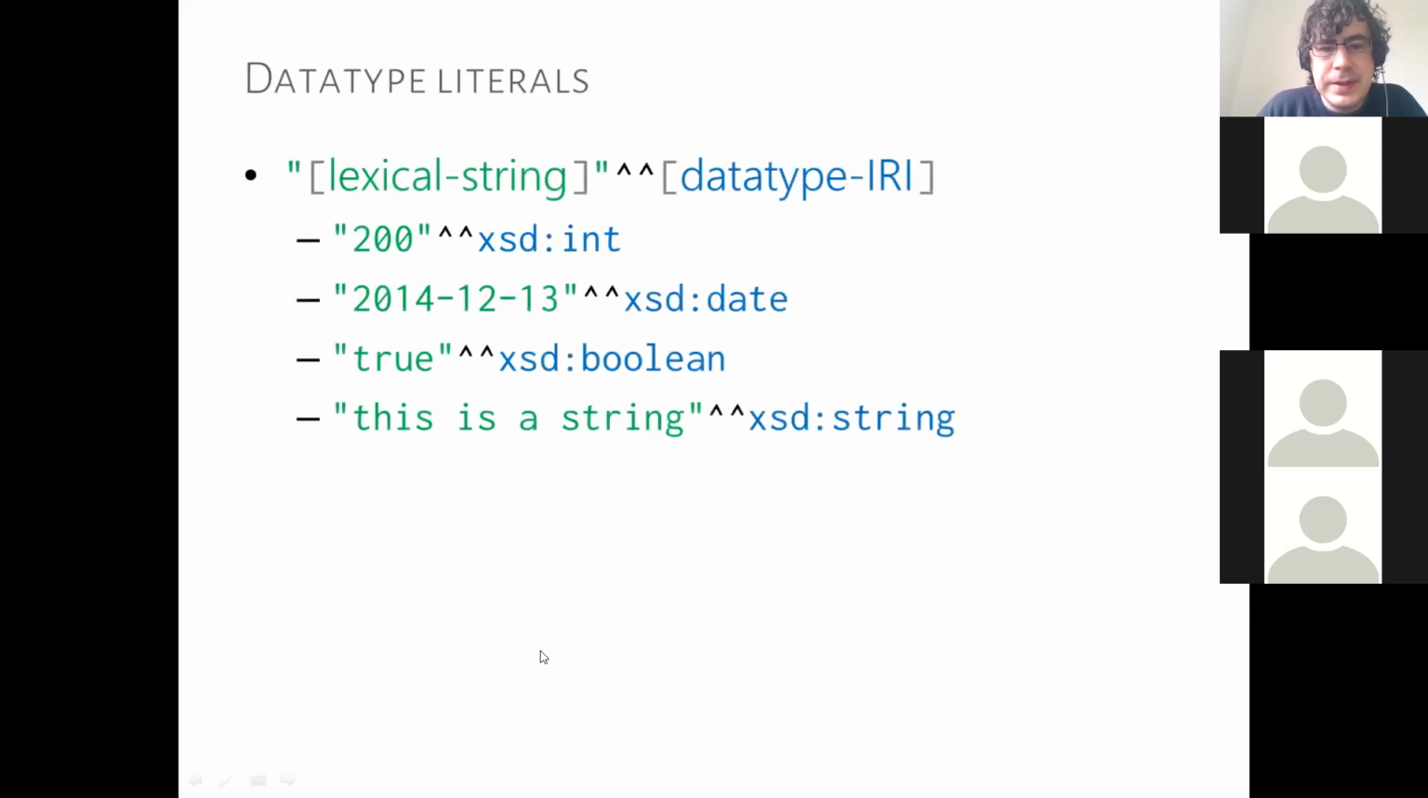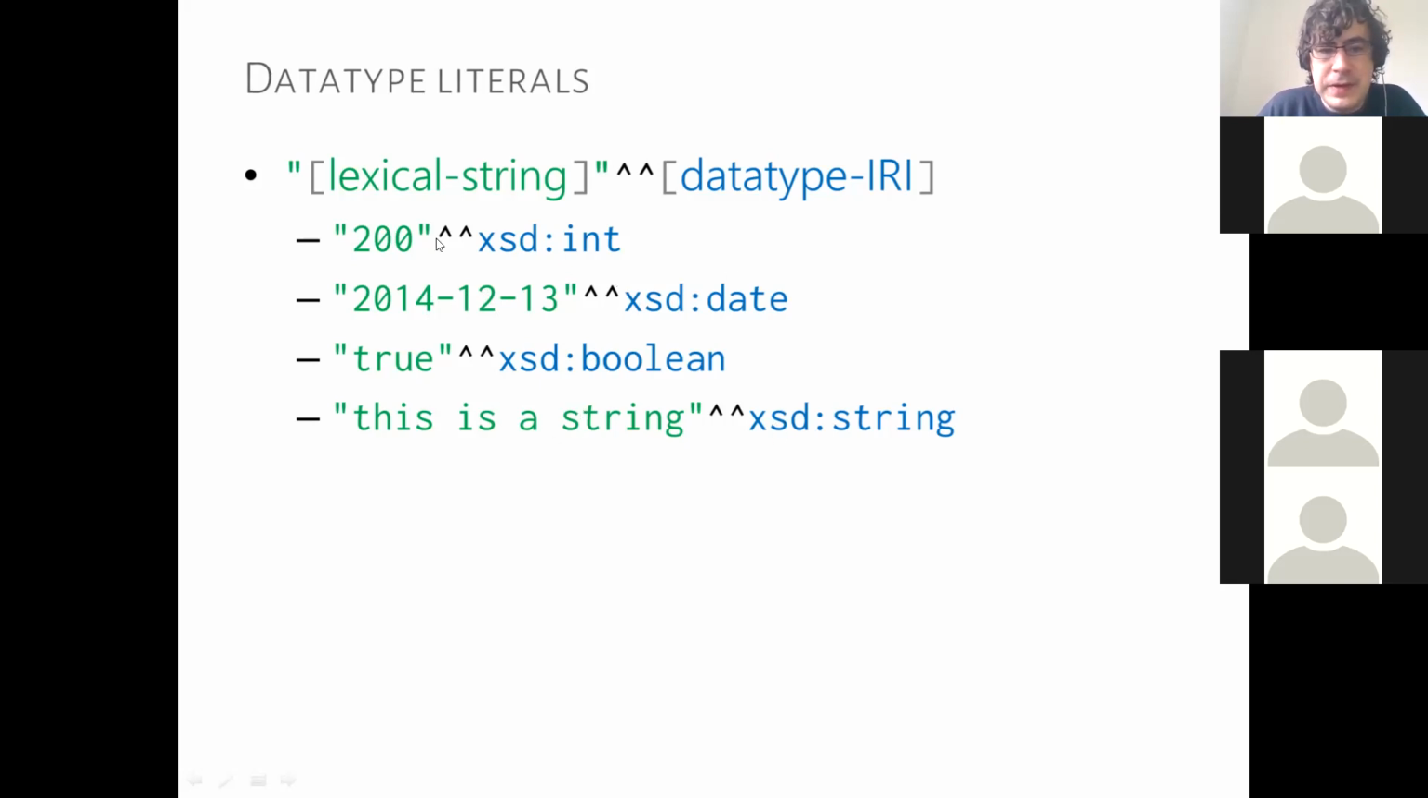So data type literals have the general form of a lexical string, then this double caret symbol, and then an IRI that defines the type of the data type. So this says, for example, that we have 200 and we have this XSD, again, this is an IRI, int, which defines that this is effectively an int. So it should be interpreted as a number. This says that this is a date. This says this is a Boolean value indicating true. And this is a string.